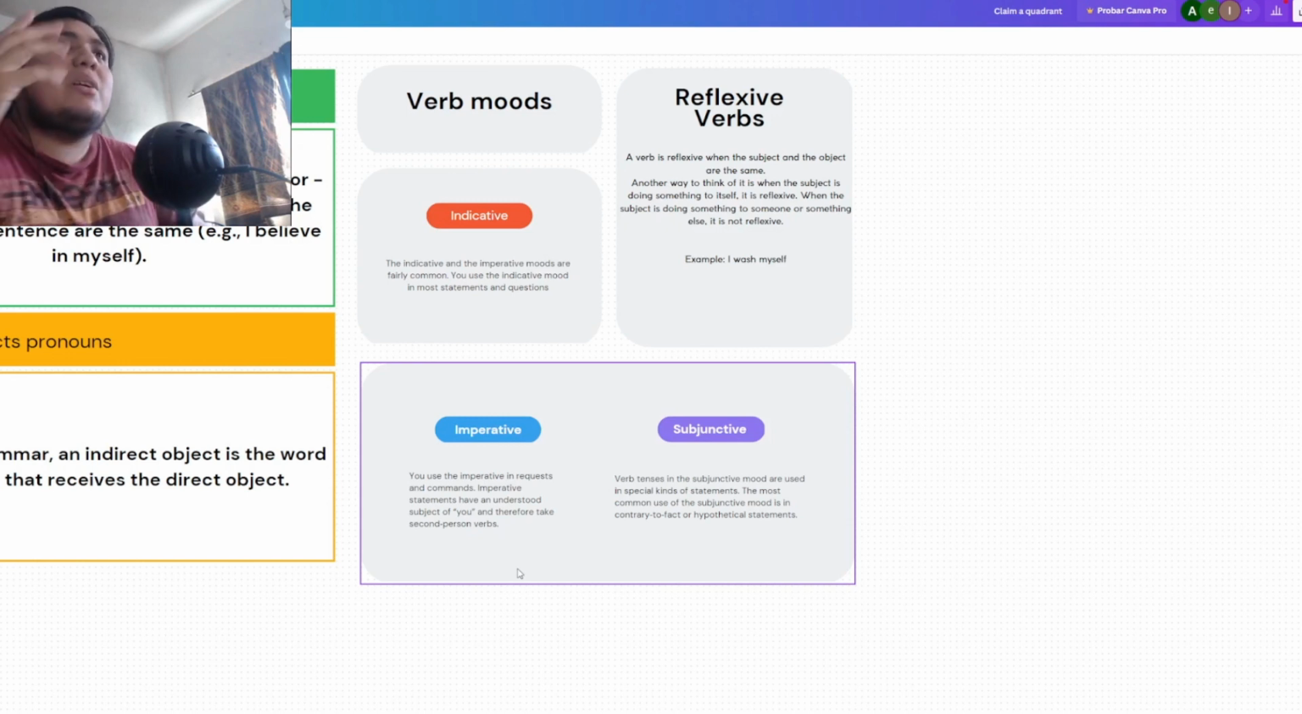And last, reflexive verbs. A reflexive verb is used when the subject and the object are the same. For example, I want to say I wash myself. I wash myself. This is an example. Actually, in the sentence we have myself, yourself after a verb.